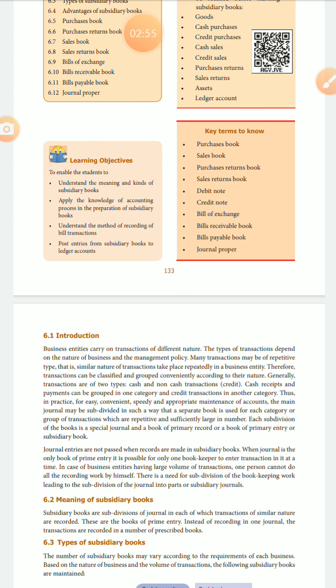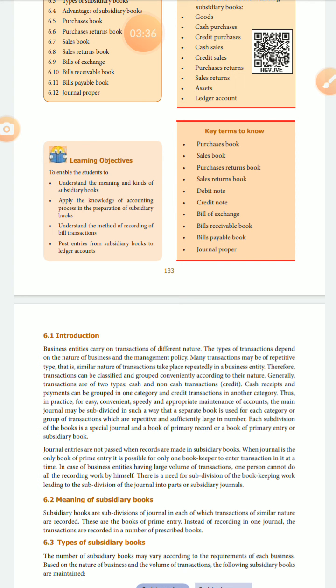Thus, in practice, for easy, convenient, speedy and appropriate maintenance of accounts, the main journal is subdivided, with a separate book used for each category or group of transactions which are repetitive and sufficiently large in number. Each subdivision of the book is called a special journal, book of primary record, book of primary entry or subsidiary book. Journal entries are not passed when records are made in a subsidiary book.